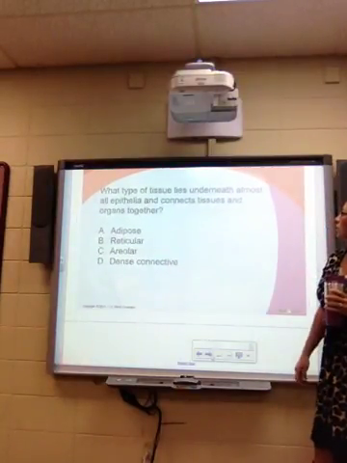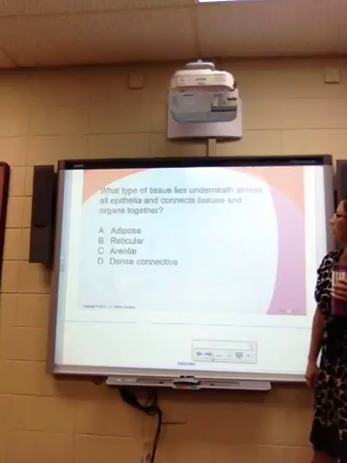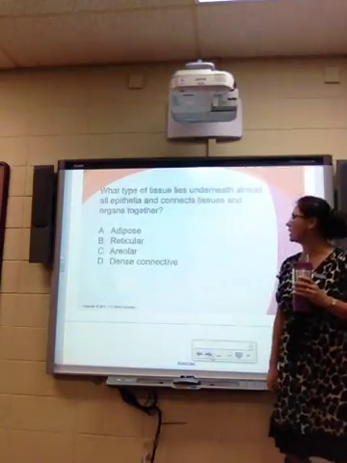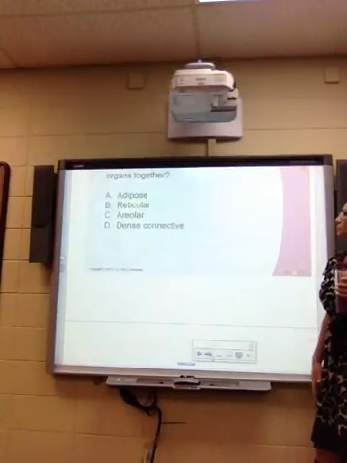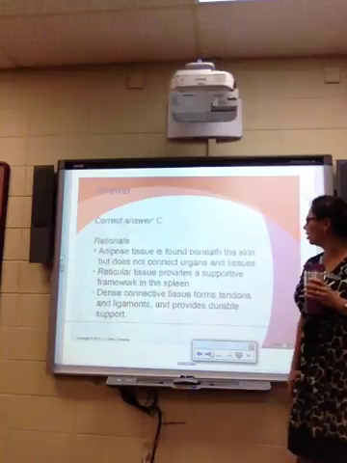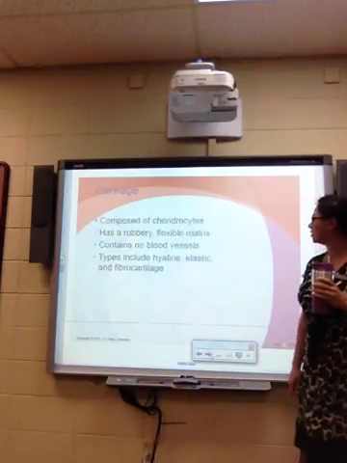What type of tissue lies underneath almost all the epithelial and connects tissues and organs together? So really think underneath the skin. Which one was that? It is areolar. Areolar connects our skin to our muscle.